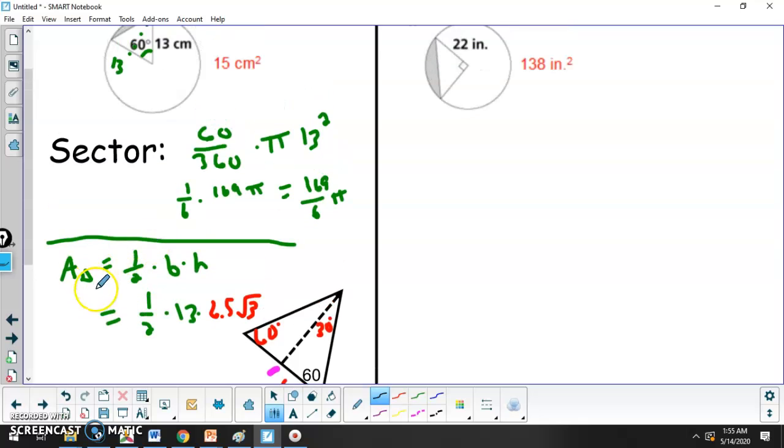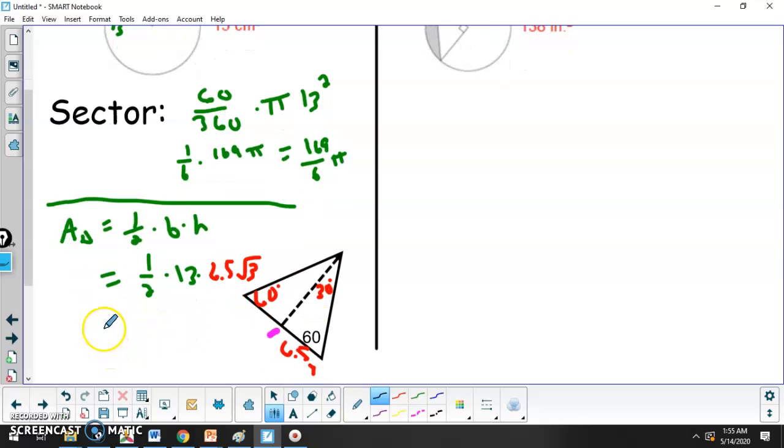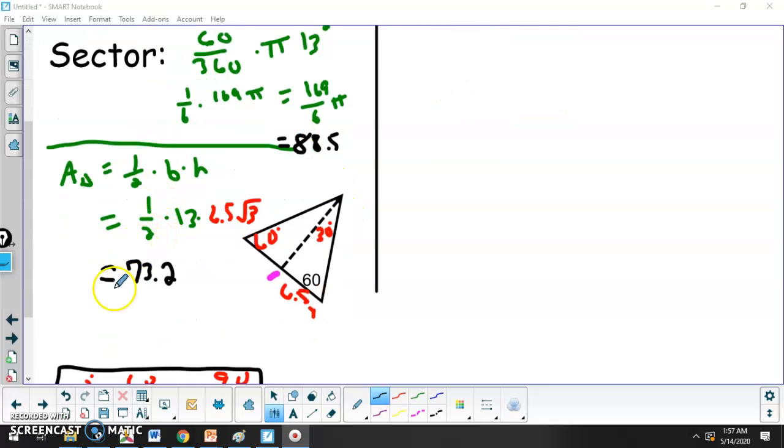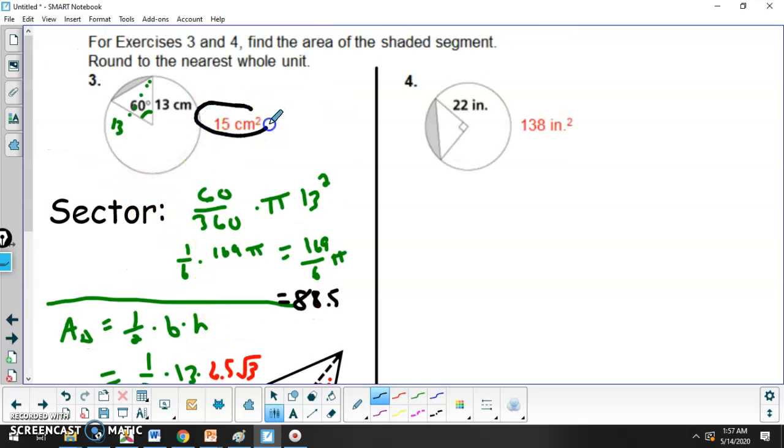Alright, so now we got the area of a triangle. And so let's just punch this into our handy dandy calculator and figure out what that is. Alright, it's about 73.2. And I also figured out this was about 88.5. Now remember, we're trying to figure out the segment. So the area of the segment is just the difference between the sector, which is the larger part, minus that triangle we just chopped off. Okay, so minus those two. And guess what? If you round it to the nearest whole number, it is 15. Okay, it's actually about 15.3 is what I got. All right, so we did that right.